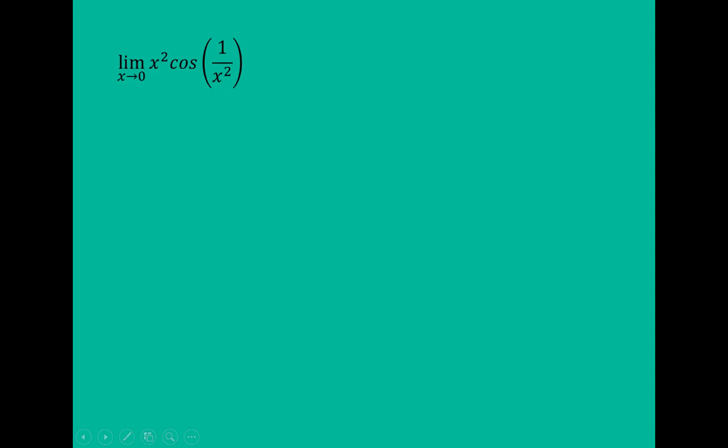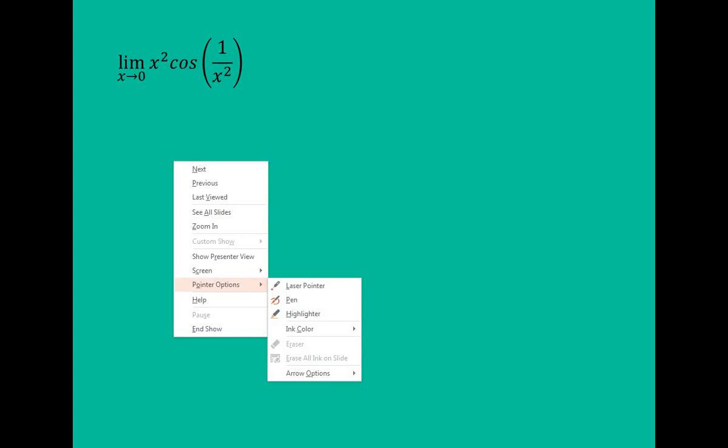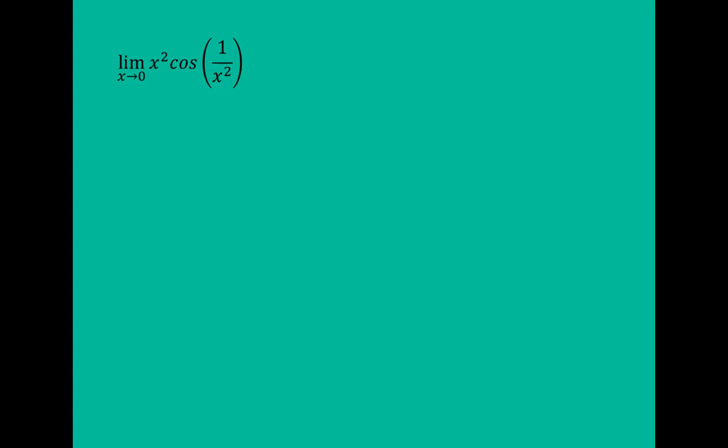Here's another problem. So this one we're going to apply the same logic. We're going to first of all look at the cosine of 1 all over x squared. Now that will be bounded between 1 and -1 also. So we're going to multiply each interval by x squared.